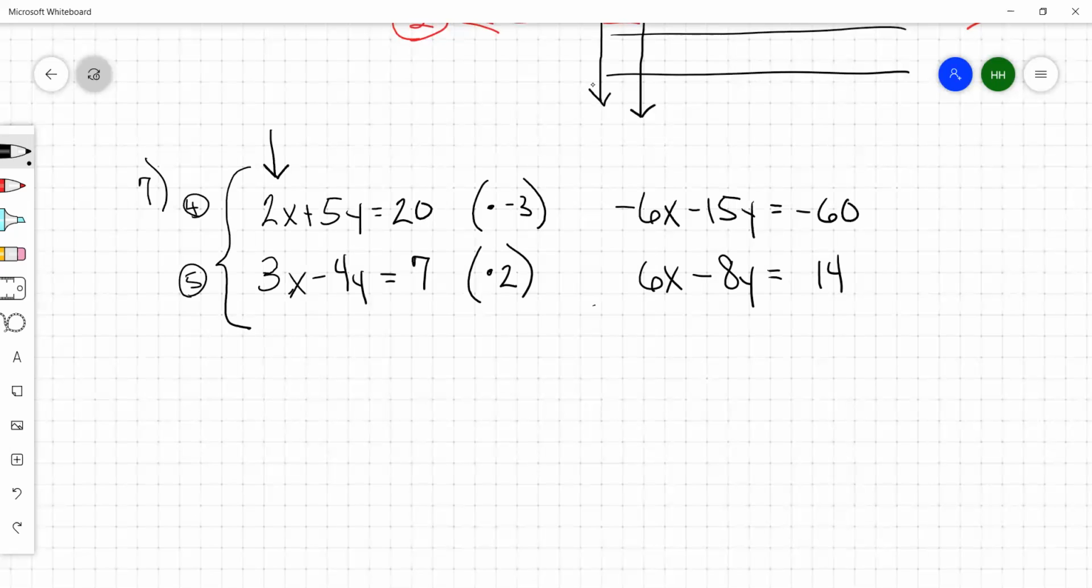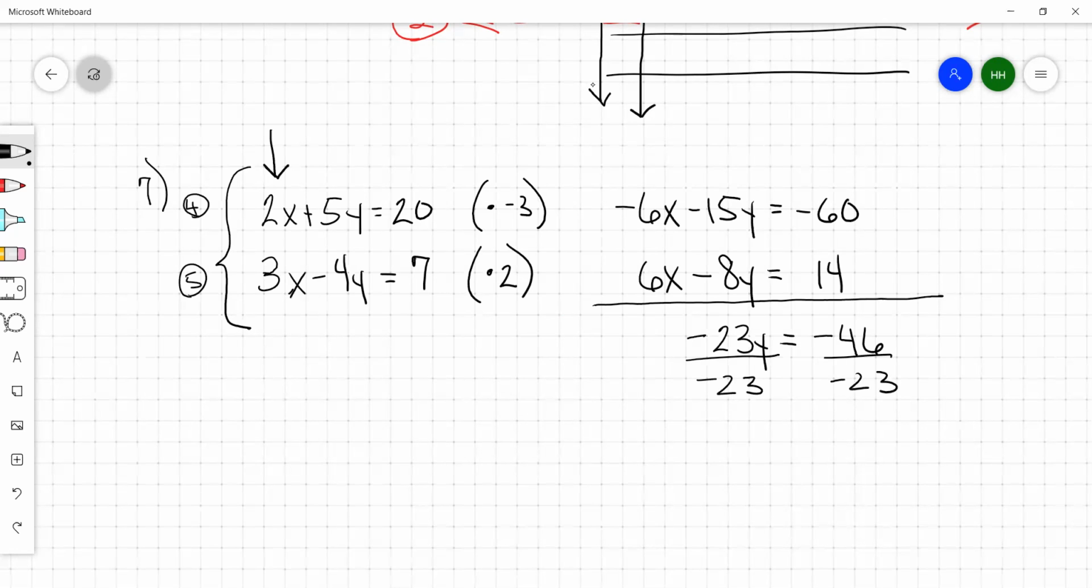I'm going to combine these two equations. So my -15y minus 8y, that's -23y is equal to -60 and 14, -46. Divide by -23. Our y equals 2.